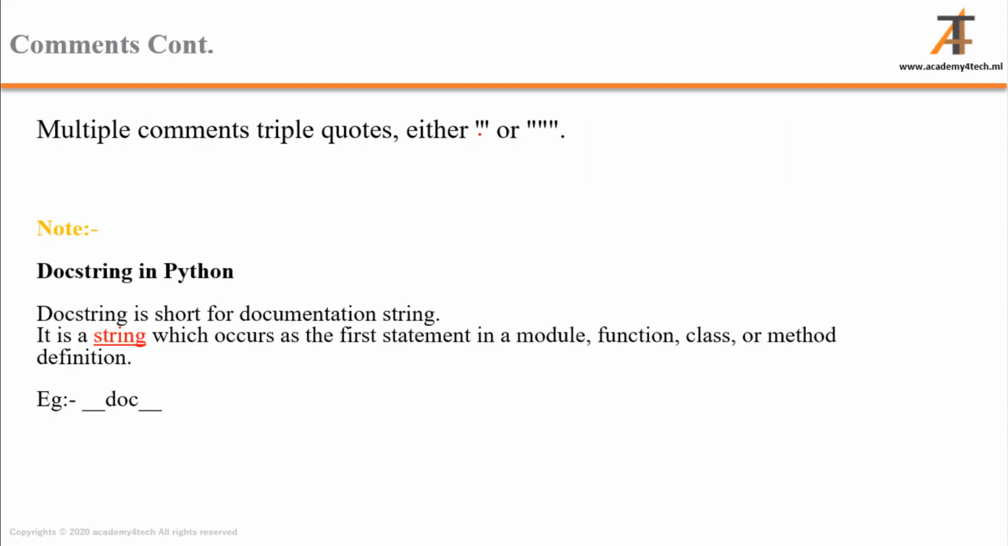For multi-line comments you can use triple quotes, either this form or this one. For the multi-line statement, I'll go to the program and show you how you can implement it in your own program. Finally, I'll teach you what a docstring is in Python. A docstring occurs as the first statement of a program, and you can use it for modules, functions, classes or method definitions. I'll help you use a docstring in your own program.